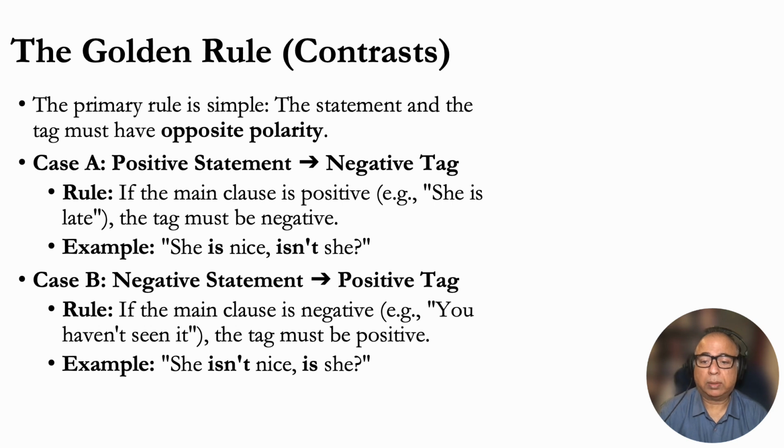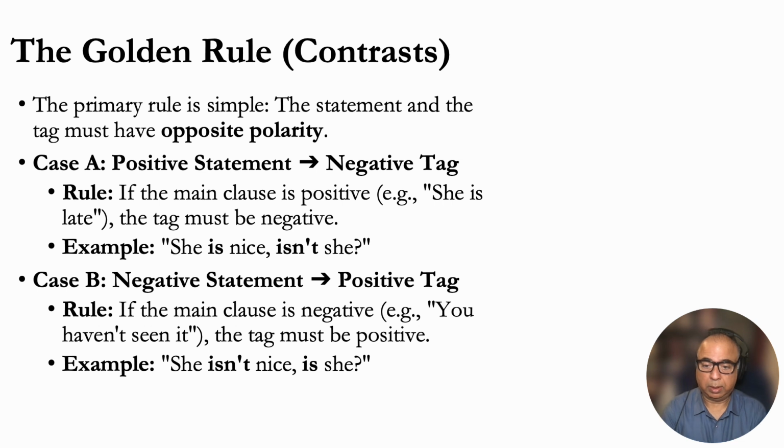What is the rule? And this is important for you to understand. So listen to me very carefully. A positive statement, right, is followed by a negative tag. So if the statement is positive, like she's nice, it's a positive statement, right? She isn't nice is a negative statement. So if the statement is positive, then the tag is negative. She's nice, isn't she? He's intelligent, isn't he?